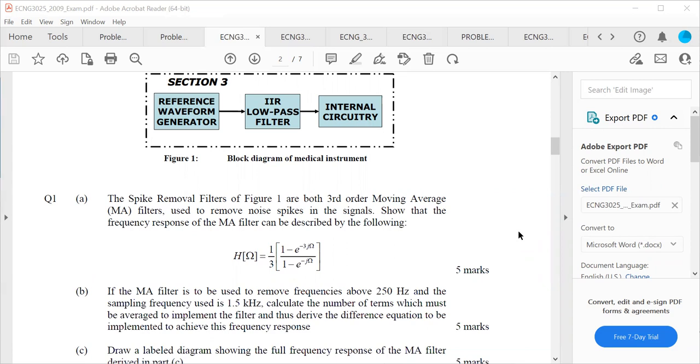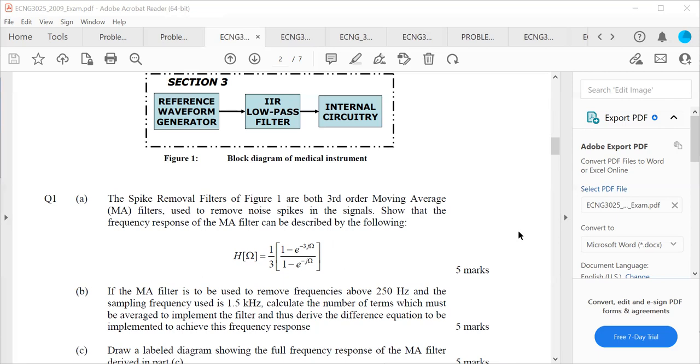It's always taking n terms, from the current instant going back n minus one times. So if it's a third order moving average filter and you're at point X, it will take point X minus one, and point X minus two, and average those three. If it's a fourth order, it would have gone back one more, and so on.